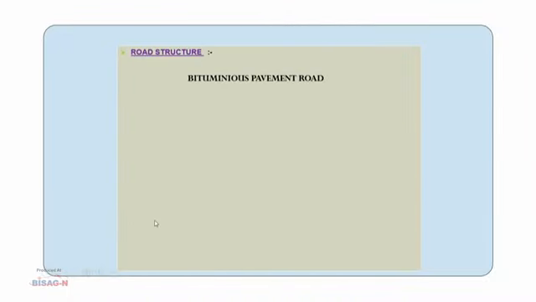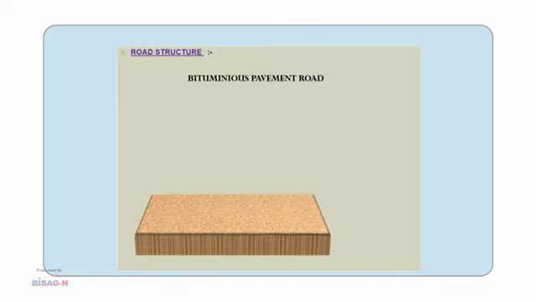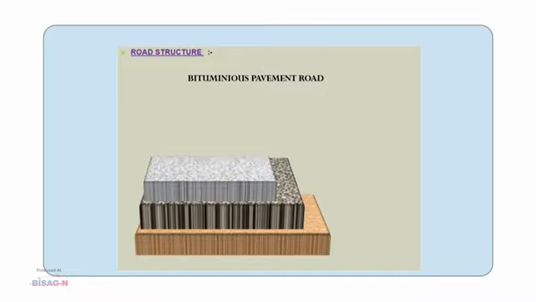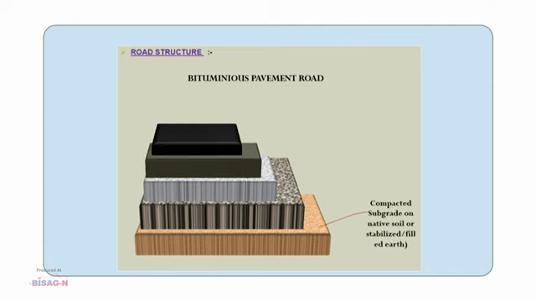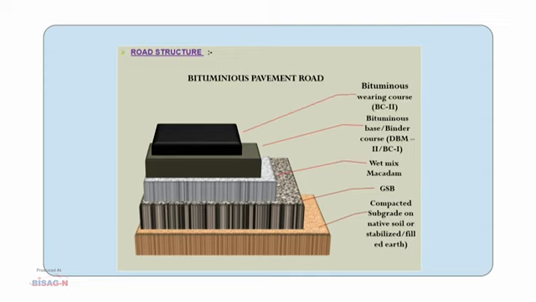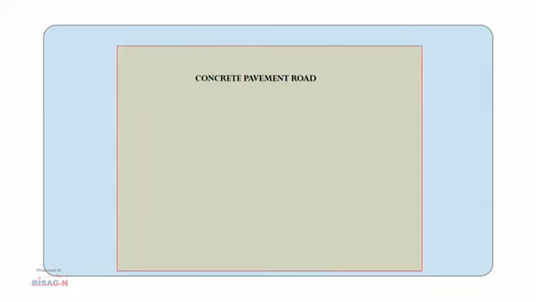So, basically after completion of the formation, the road structure is like this. First is the bituminous pavement. We can see in this structure the subgrade on the native soil or fill earth. Second is the GSB, third is the wet mix macadam, fourth is the bituminous base binder course, maybe DBM, or bituminous concrete 1, and the last is the bituminous wearing course, grading 2.